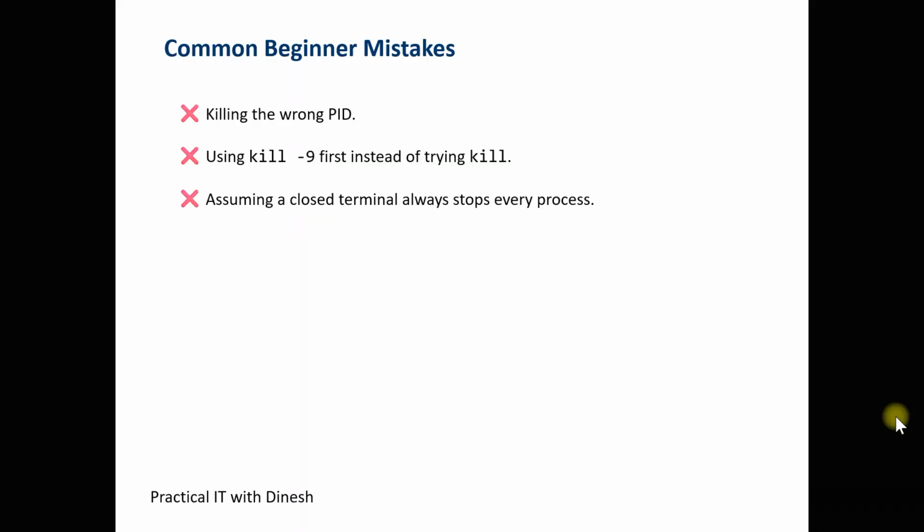Let's look at some common mistakes. Mistake 1 is killing the wrong process. Mistake 2 is using kill -9 as the first option. Mistake 3 is assuming every process belongs to the current user.